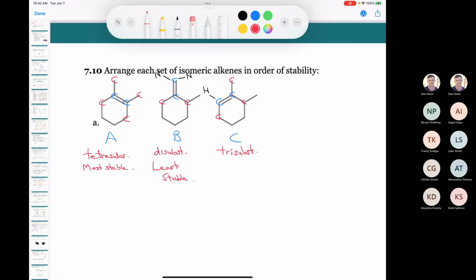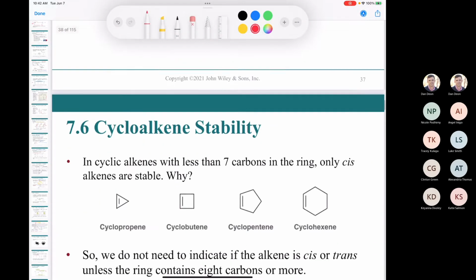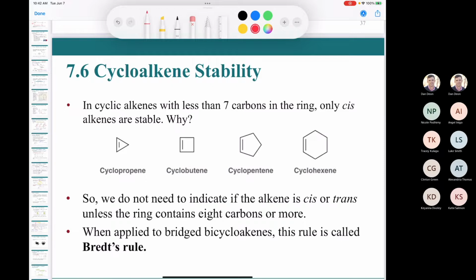Well, let's turn our attention to cycloalkenes for a second. We're not going to spend a lot of time on cycloalkenes, but something that an organic chemist should be aware of is that if you have less than 7 carbons in a ring, the only way a double bond could exist in a ring is for it to be cis. If you look at cyclopropene, you see the 2 hydrogens are on the same side of the double bond. Same thing in cyclobutene, in cyclopentene, and then in cyclohexene. It's not until you get up to 8 carbons that you could have a trans double bond in a ring.